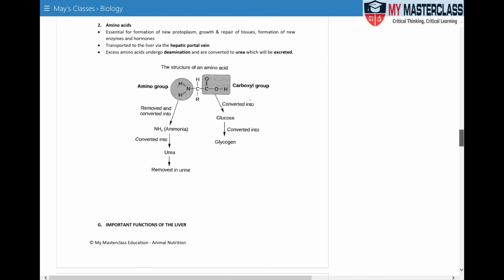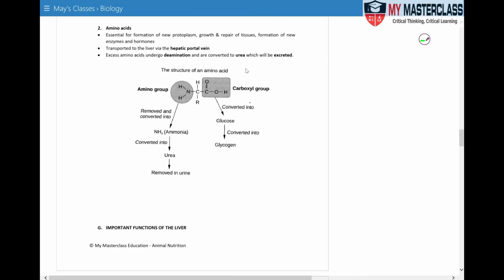Now let's take a look at this one. This is the general structure of an amino acid. We have 20 different amino acids. You are not required to know these 20 different amino acids. They are usually denoted by this R group to indicate that there are 20 different ones. All amino acids have the same backbone structure, in which you have a carboxyl group at one end and an amino group at the other end.